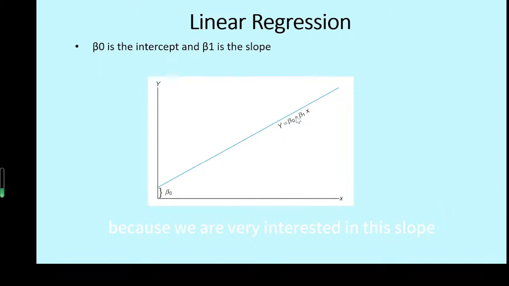Because we are very interested in this slope more than this intercept, and this slope determines the relationship between x and y.